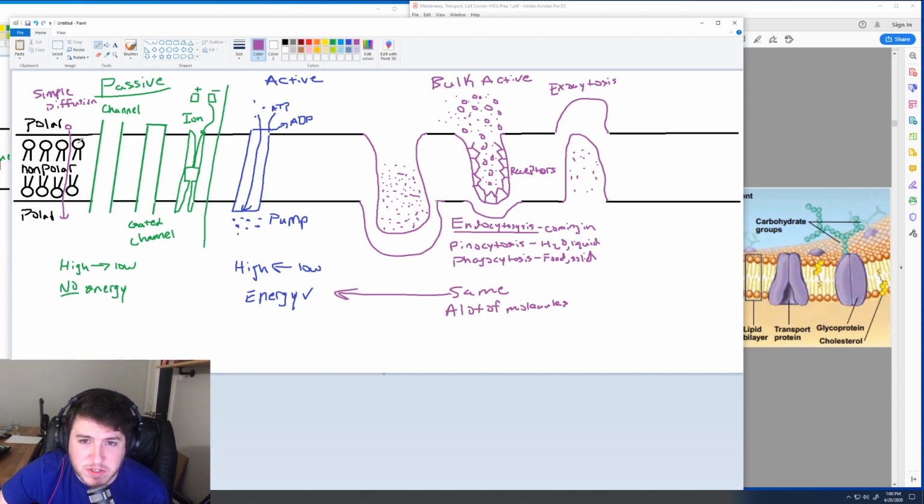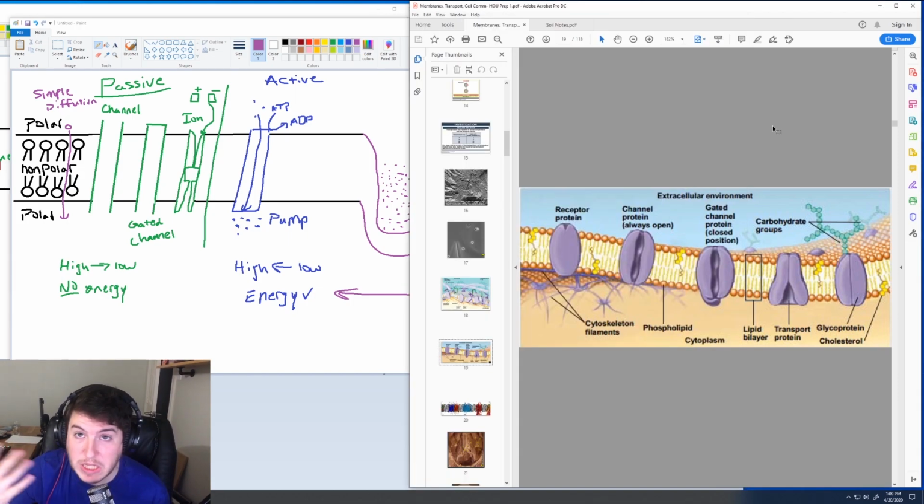So like hydrogen can get in. Certain molecules, so long as they're small and non-polar, can go through simple diffusion, okay? But there's a ton of things that are really big or have a charge. So how do we get those things in? Well, we have to use proteins.